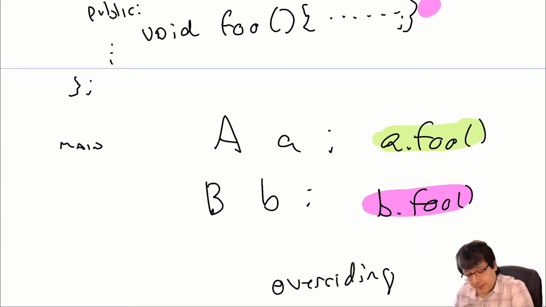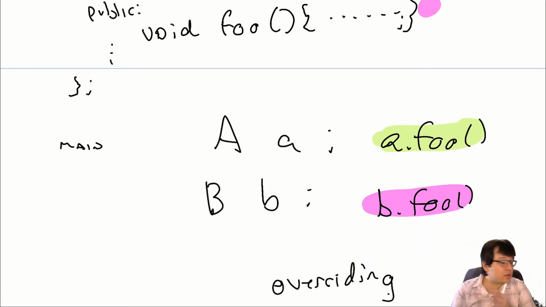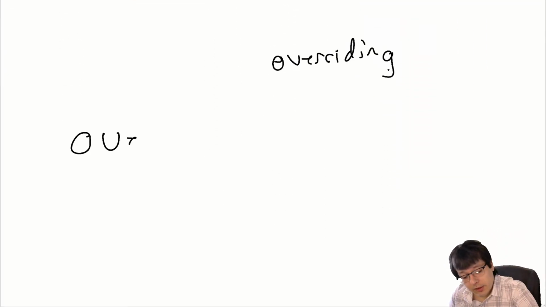And by the way, going back to virtuals again, this would be an issue if you were using pointers and doing up and down casting, right? Because it would call the wrong function. But anyways, that's overriding. Now let's talk about overloading.